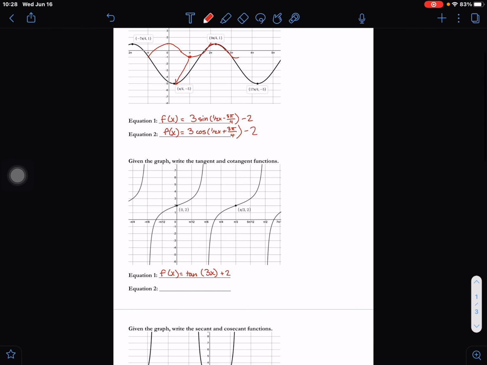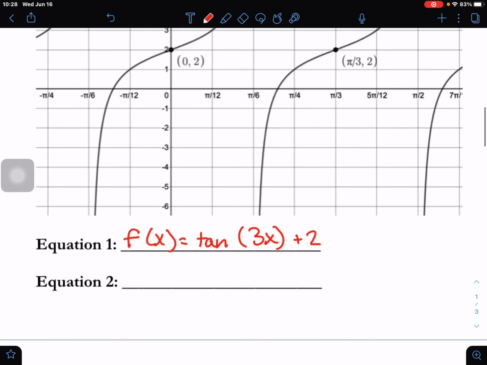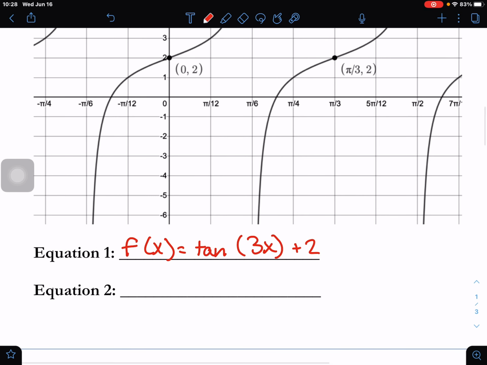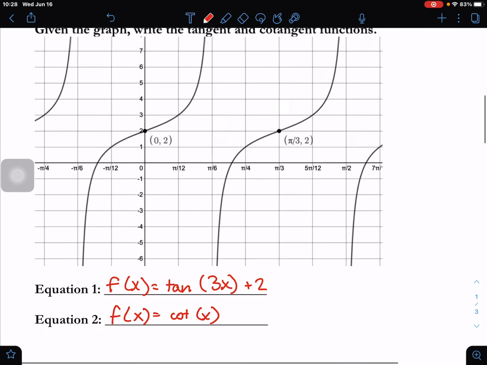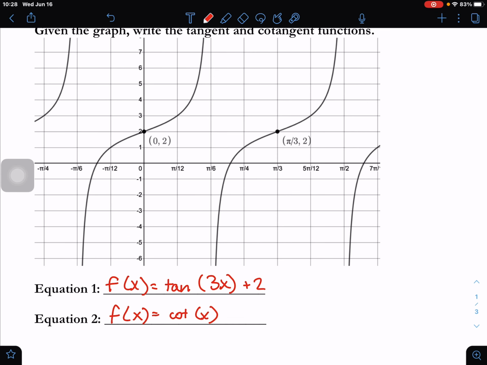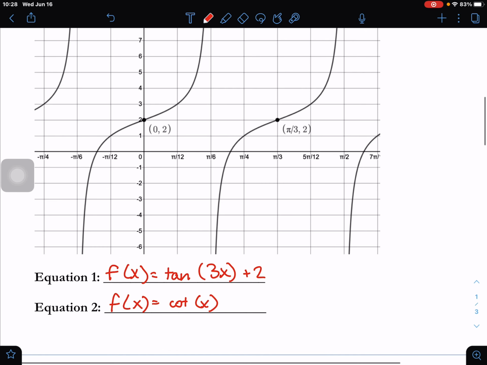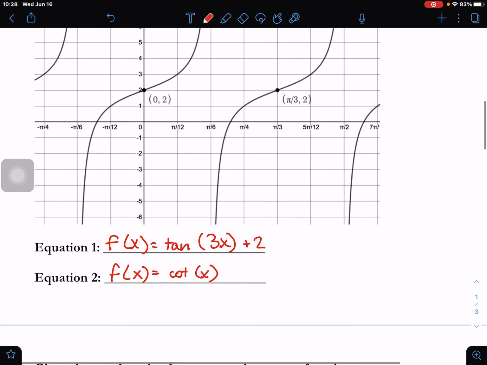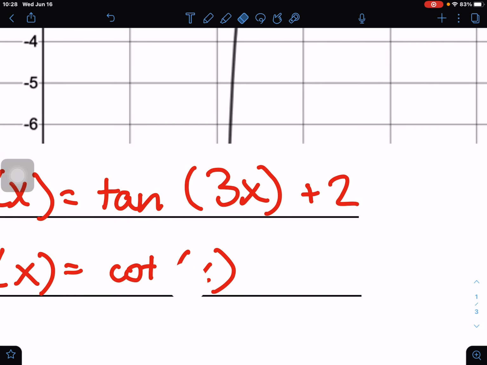And now if we wanted to do the cotangent function, let's just write the parent function first. And it looks like if we were to look at a cotangent function, this would be reflected across the y-axis. So first we would have to invert the sign inside of the parentheses, like that.